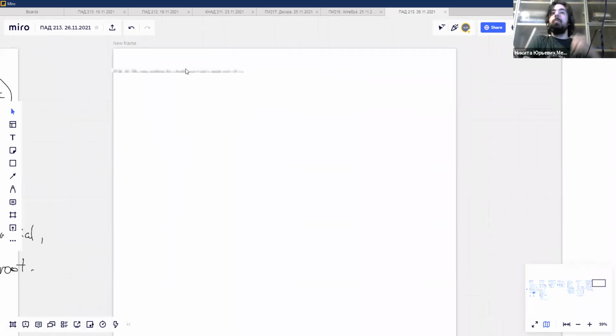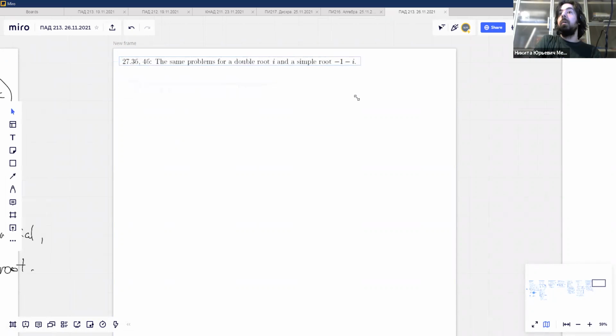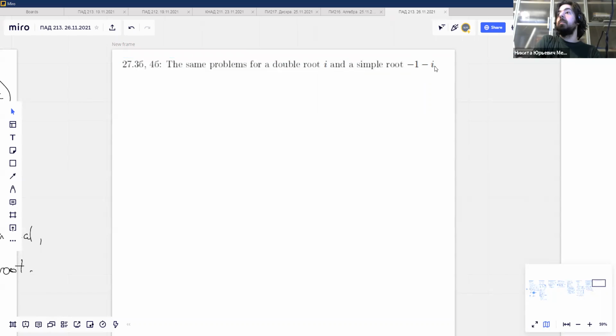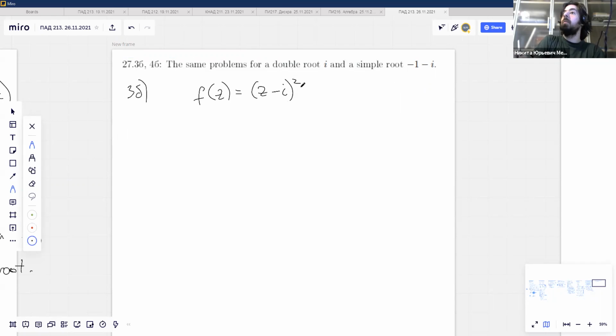So let me have the same problem for another set of roots. Now we have a double root i and a simple root minus 1 minus i. There is not much difference in this exercise, but still let me do it quickly to show how it works. So for the first task, we get that i needs to be a double root, and minus 1 minus i needs to be a simple root. So that's it.